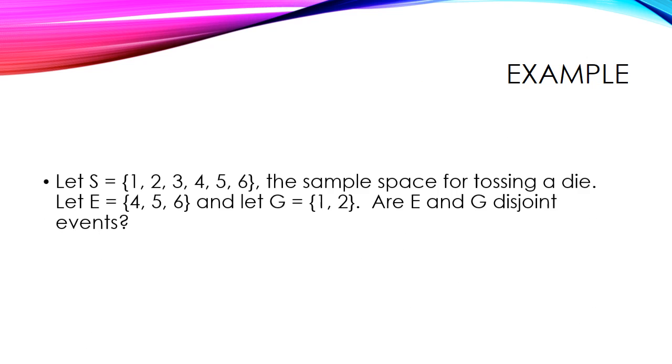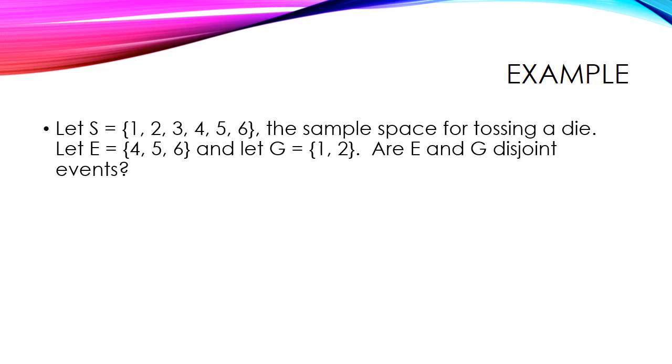For example, let S be 1 through 6, which is the sample space for tossing a die. As we go through probability, you're going to notice we use dice a lot and we use playing cards a lot. They're great examples. Coins also, great ways to talk about probability. E is going to be 4, 5, and 6, and G is going to be 1 and 2. Are they disjoint? Pause the recording and think about this for a minute and resume the recording to check your answer.